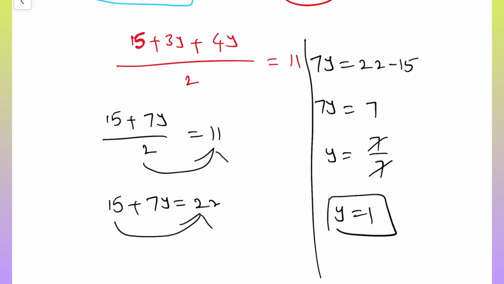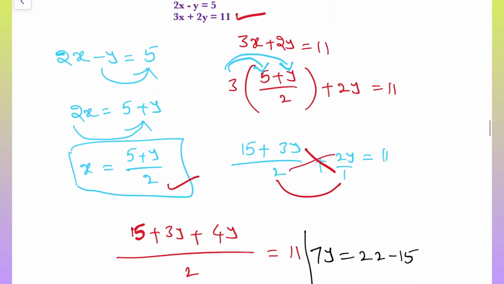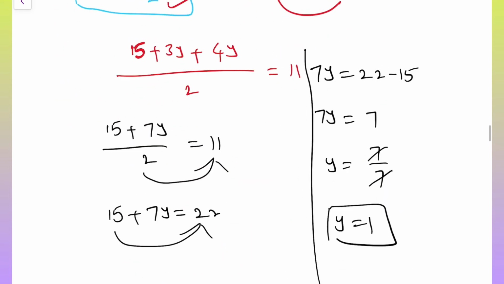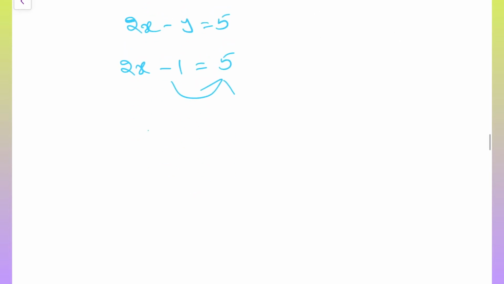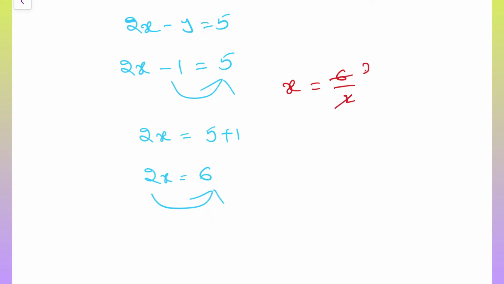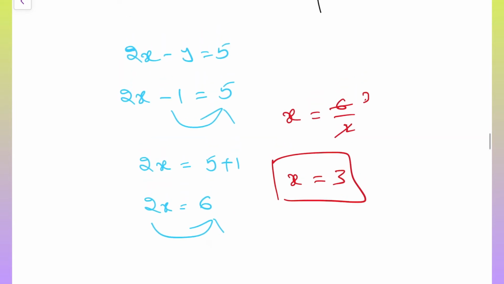Now this y value you can substitute in any equation, either first or second, it's up to you. Now I am taking the first one, 2x minus y equals 5. 2x as it is, minus y value is 1, equals 5. Take minus 1 to the right side, then it will become plus 1. So 2x equals 5 plus 1, which is 6. Then take 2 also to the right side, then it becomes a division. So x equals 6 by 2. 2 3s are 6, so x value is 3. X value 3 and y value 1.